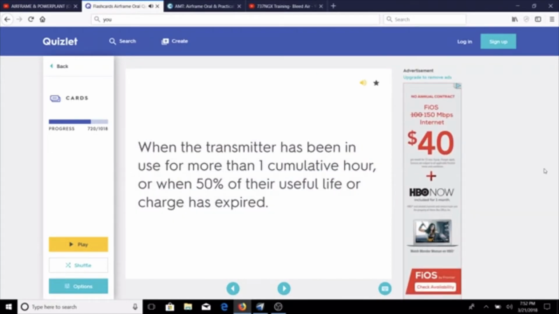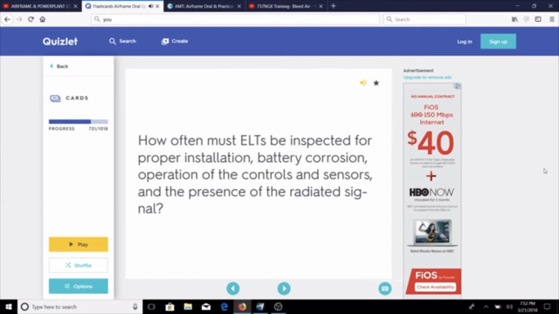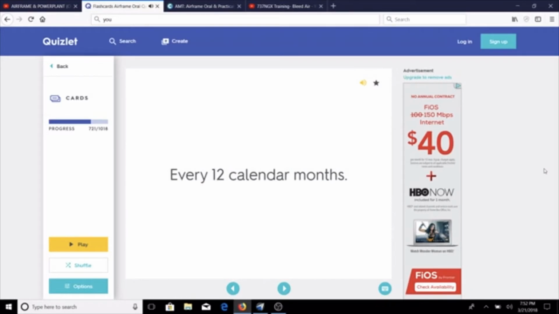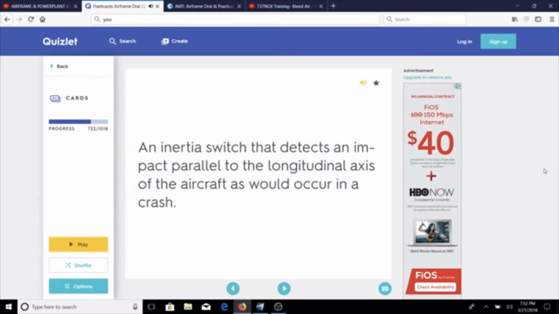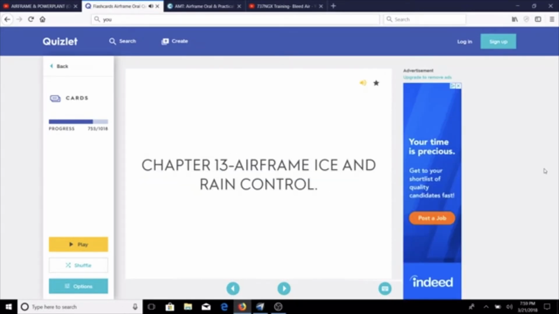When the transmitter has been in use for more than 1 cumulative hour or when 50% of their useful life or charge has expired. How often must ELTs be inspected for proper installation, battery corrosion, operation of the controls and sensors, and the presence of the radiated signal? Every 12 calendar months. What causes an ELT to actuate? An inertia switch that detects an impact parallel to the longitudinal axis of the aircraft as would occur in a crash. Chapter 13, Airframe Ice and Rain Control.